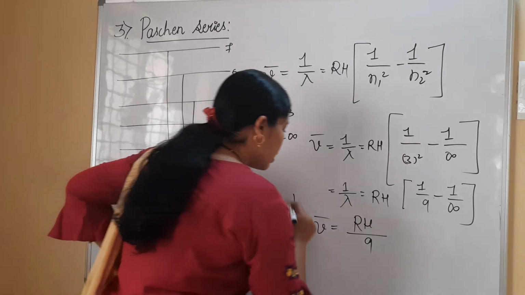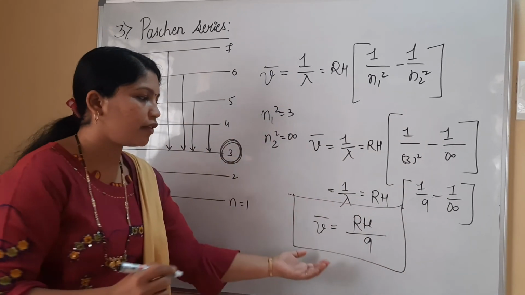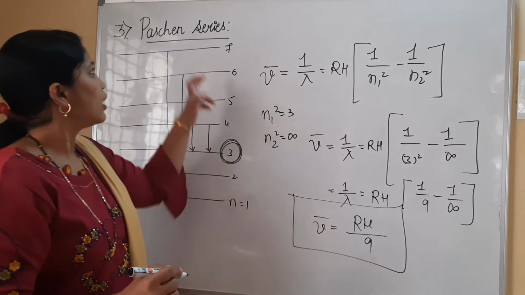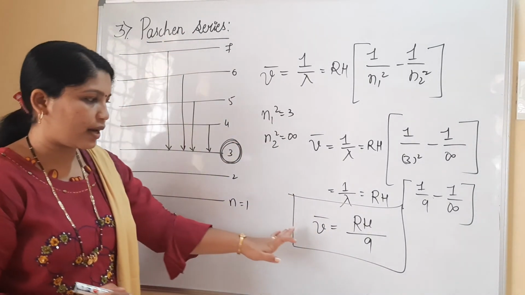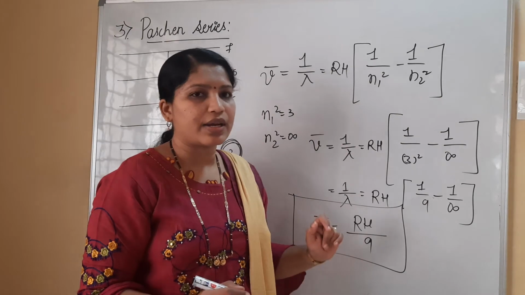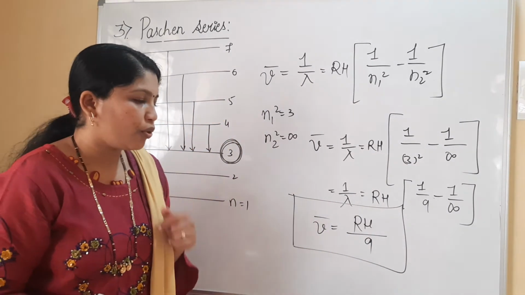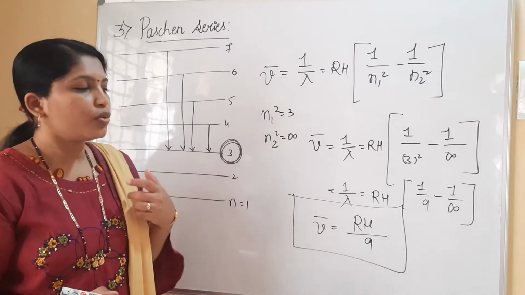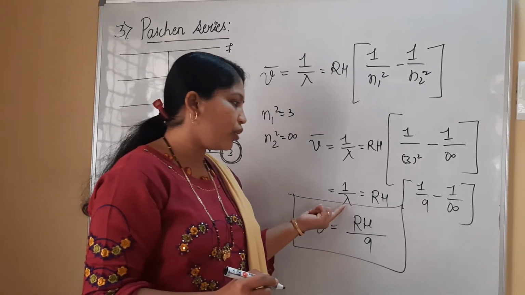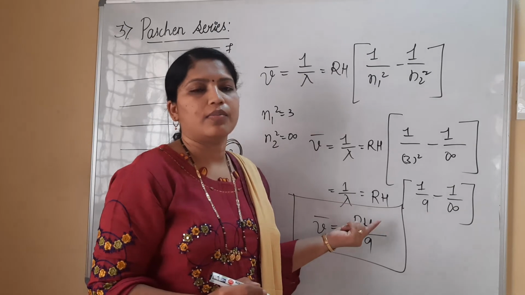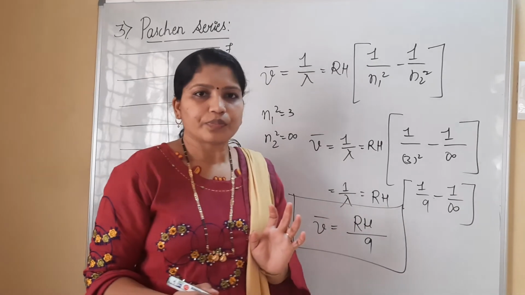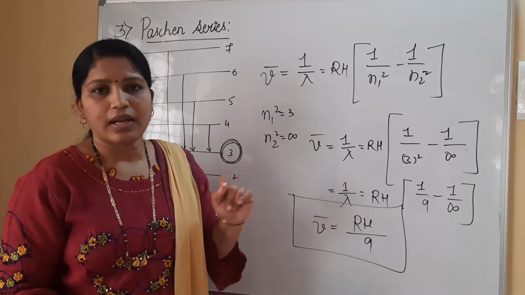So this is the value, or the wave number, we can write particularly for the Paschen series. Nu bar will become RH by 9, the Rydberg constant divided by 9. We also know the Rydberg constant value. If you consider lambda, then 9 goes to the upper side and RH comes down, and you will get the lambda value.